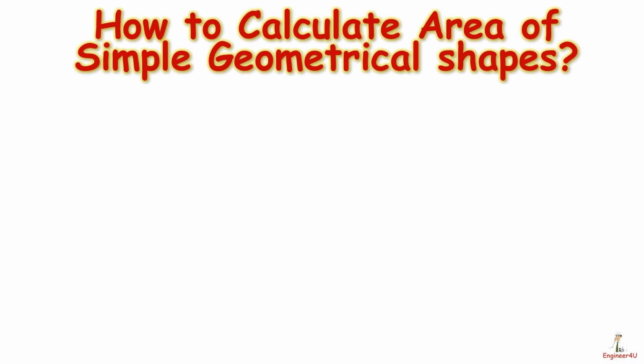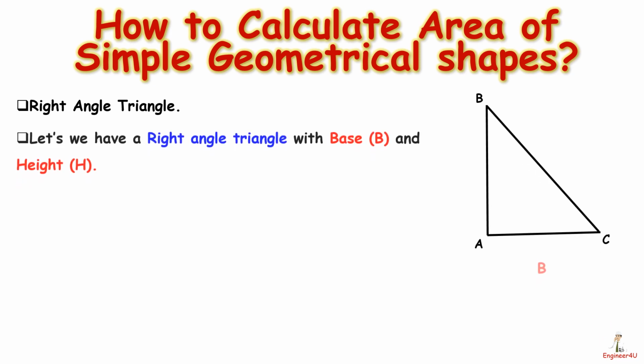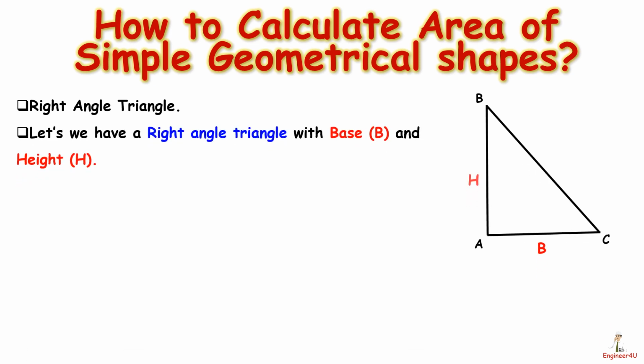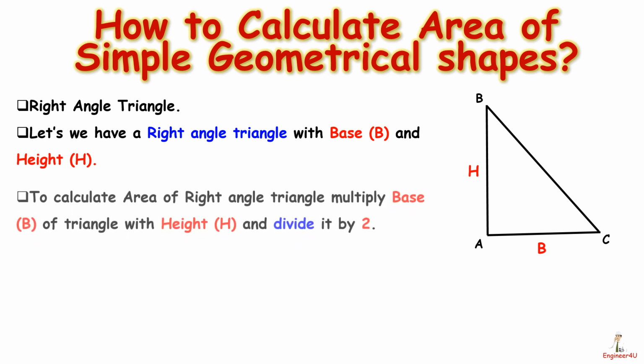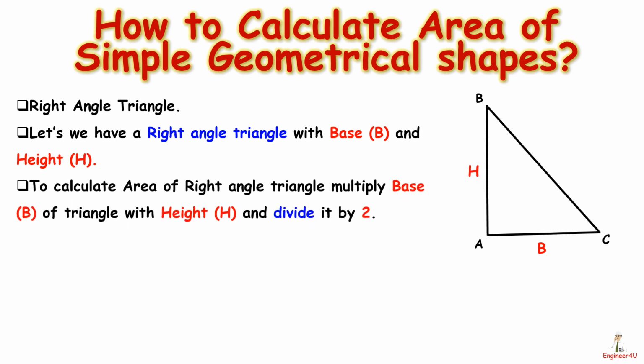Today we will learn how to calculate area of simple geometrical shapes. Starting with right angle triangle. Let's say we have a right angle triangle with base B and height H. To calculate its area, multiply its base B with height H and divide it by 2. Or we can say area of right angle triangle is equal to half times multiplication of its base B and height H.